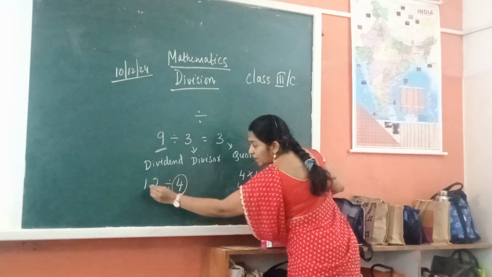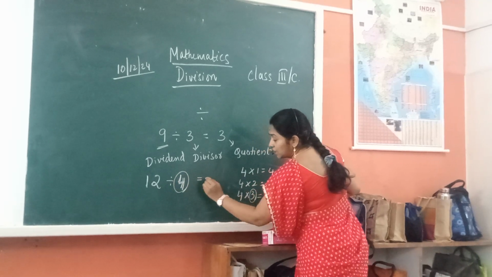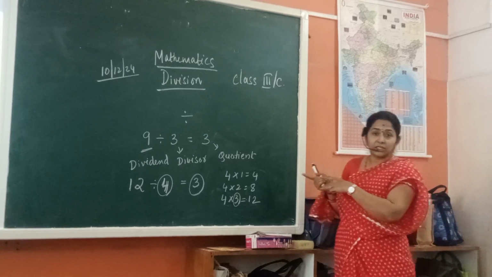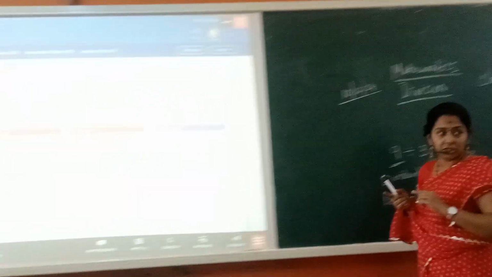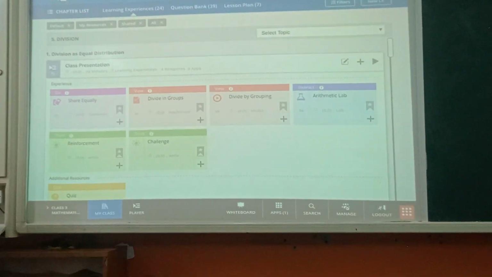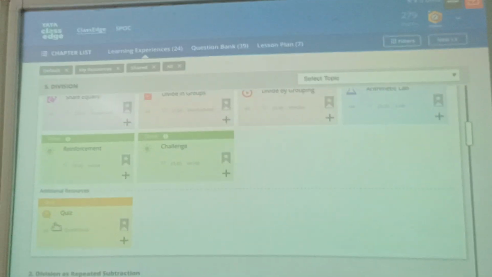Here 12 is divided by 4. So each one will get how many chocolates? 3 chocolates. That way she has done the division in this class. Now we will have a small quiz on this equal distribution. Let's see whether you can answer this or not. Okay?